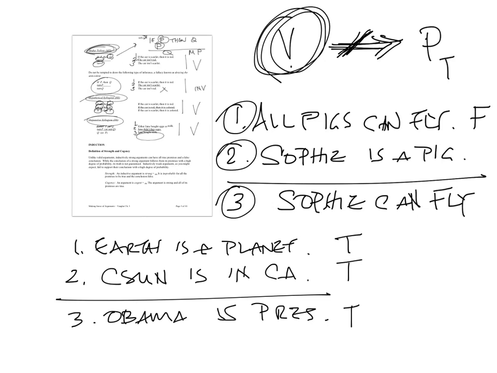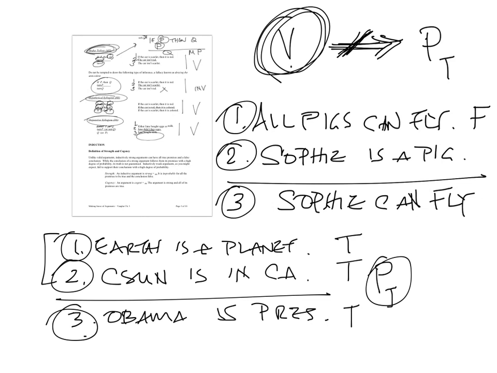But in no way do these two premises logically support that Barack Obama is president. In fact, this has absolutely nothing to do with these. So in this case, we have an illustration of how you can have all true premises. All the premises are true, but that doesn't guarantee that you have validity.